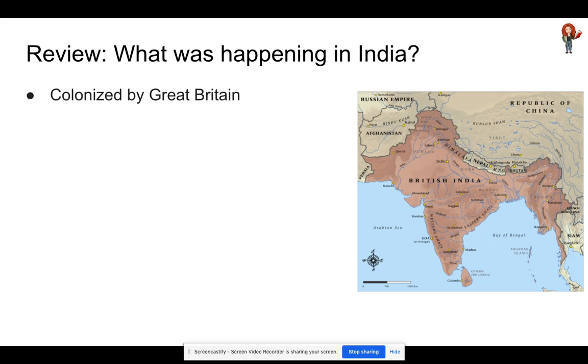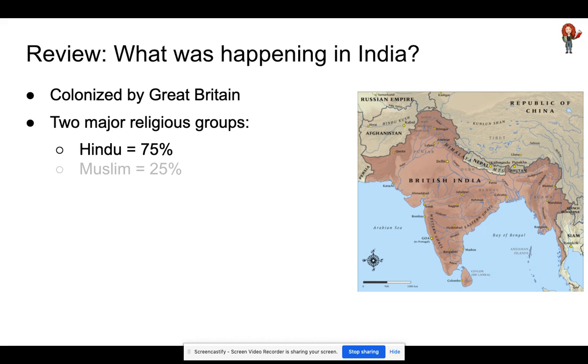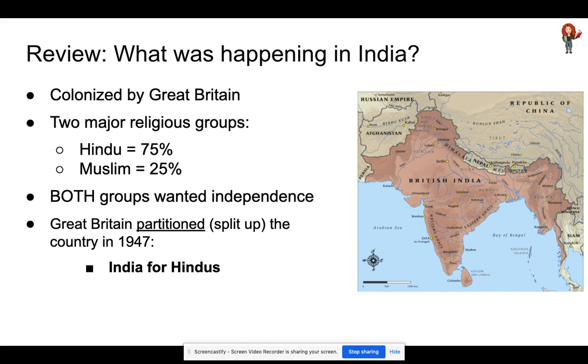So, if you answered that India tried to get away from Great Britain and gain their independence, then you're right. So, just to quickly review this, if you guys remember, India was colonized by Great Britain, and there were two major religious groups. You had the Hindu, which was 75% of the population, and the Muslim population, which was about 25%. Both of these groups wanted independence from who? Yeah, Great Britain.